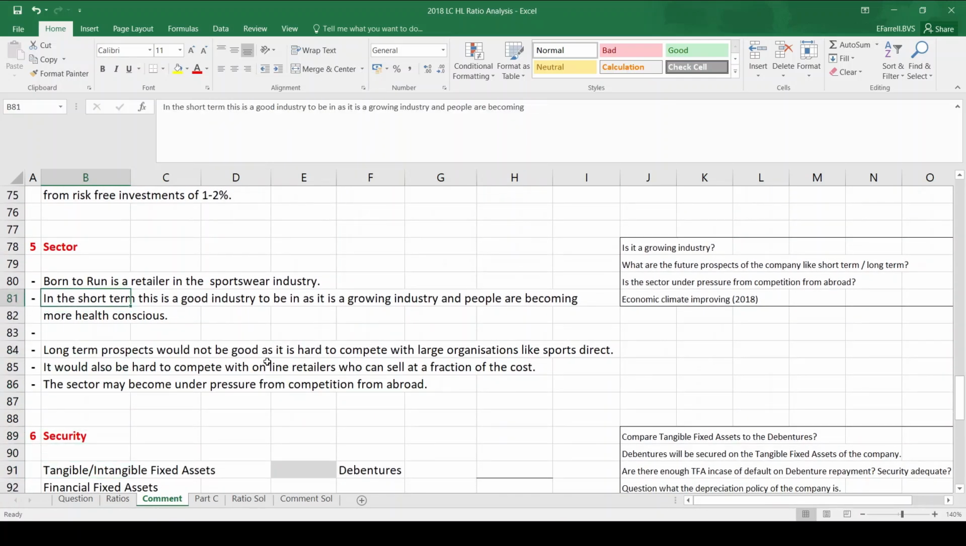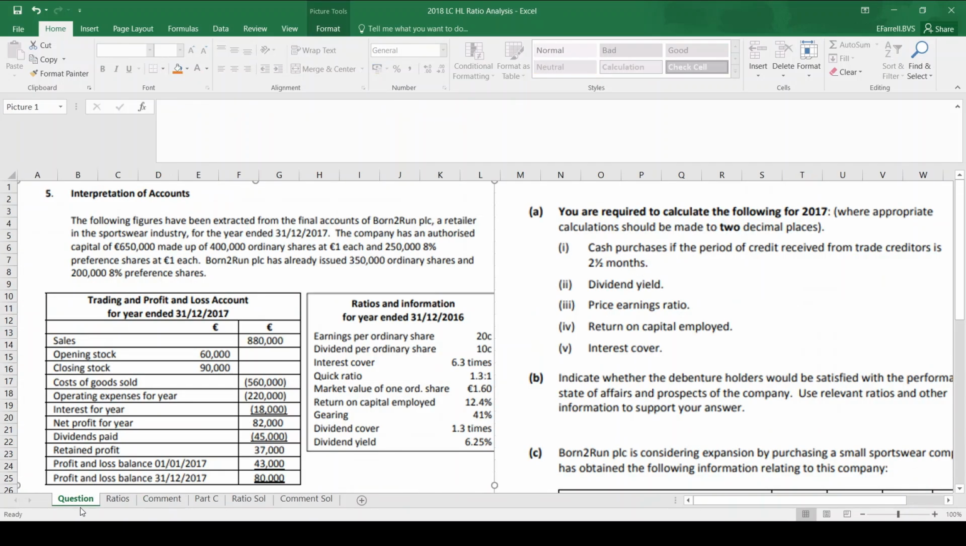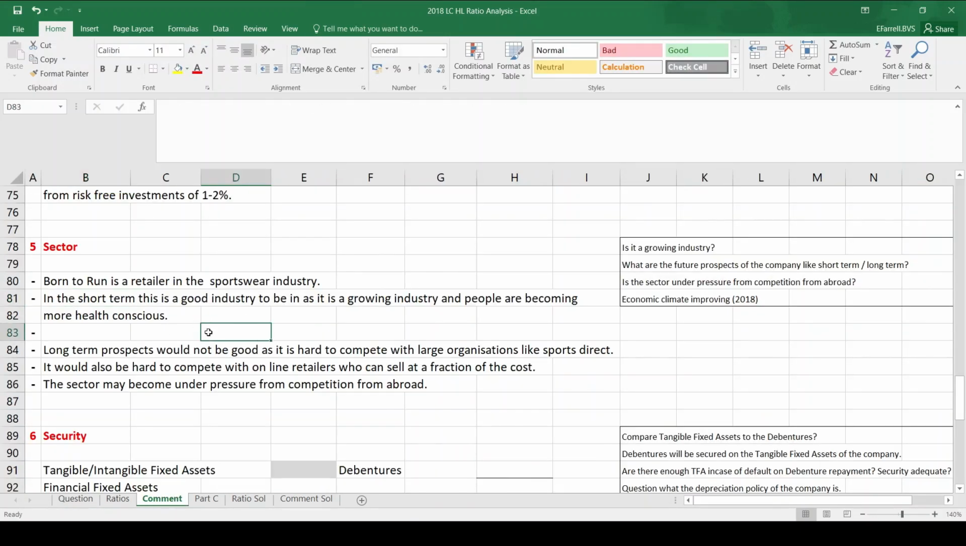Sector. There are no ratios as such to work out here. We just have to comment about the sector that the company is in. This will probably change on a yearly basis depending on the economy and all that kind of stuff. So you just have to make some valid points in relation to the company, and usually you will look at a short-term view and a long-term view. This company, Born to Run PLC, is a retailer in the sportswear industry. This was back in 2017, so it would have changed slightly at the moment.